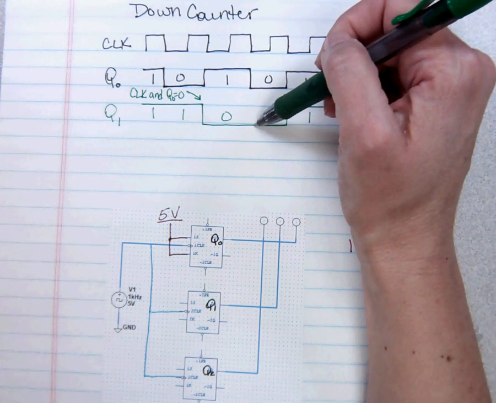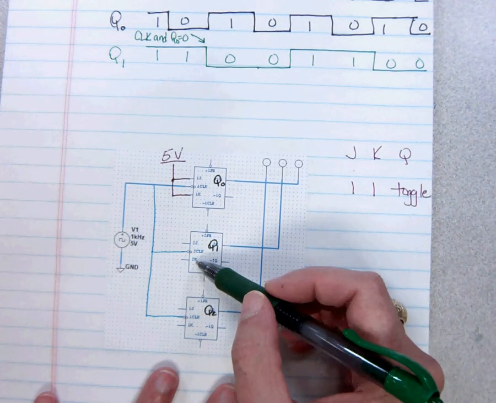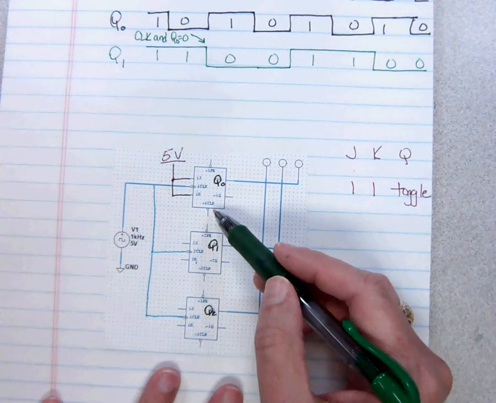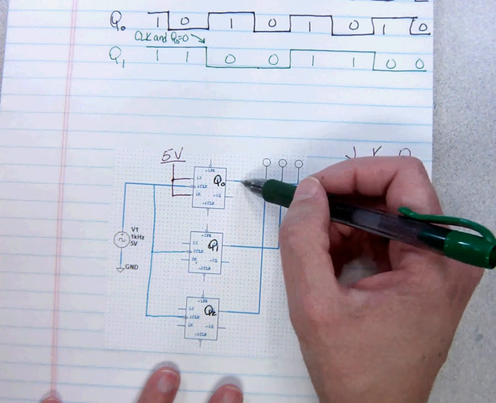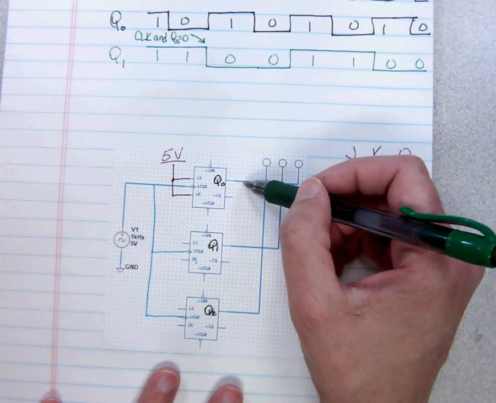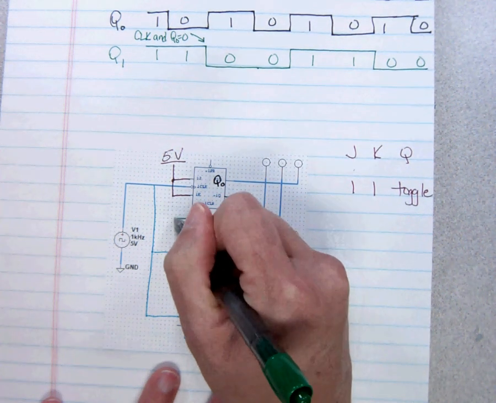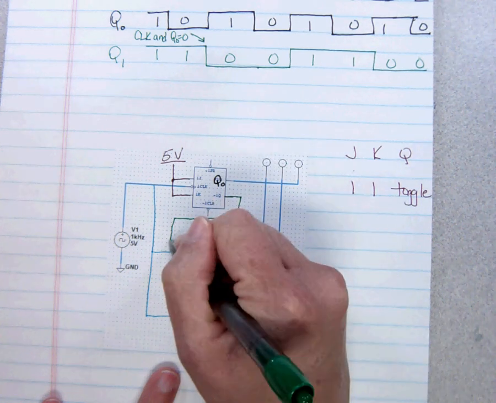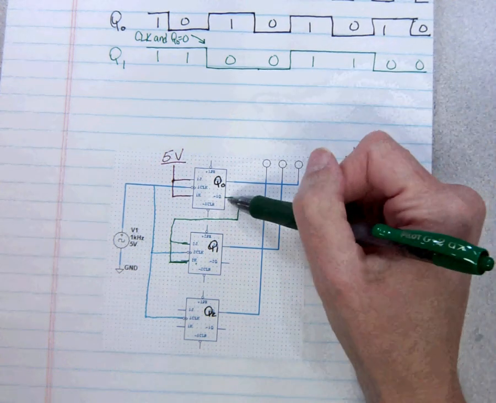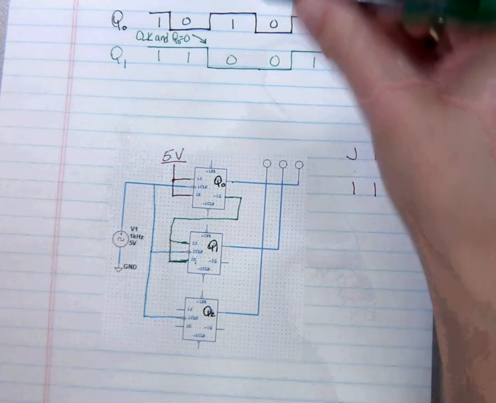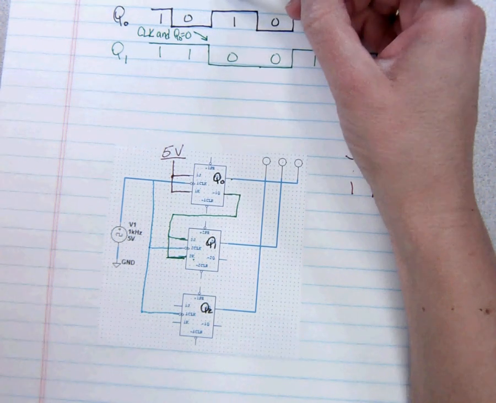So in order to do that, instead of connecting my J and K to power, I want it connected to the output of this flip-flop that indicates when Q is 0. So I can do that one of two ways. I can connect it to Q0 with an inverter, but an easier and more efficient way to do that is to connect it to Q0 bar. So when Q0 is a 1, Q0 bar is a 0, that's when I want my Q1 to trigger on the falling edge of that clock.